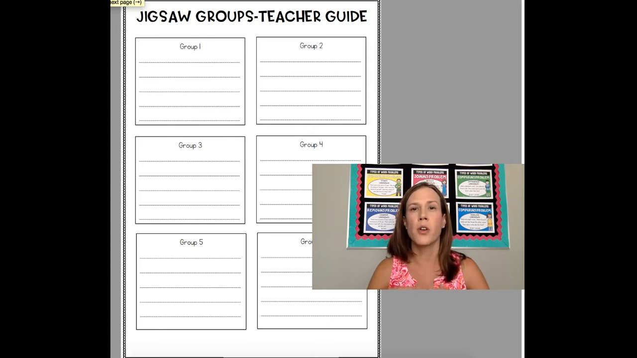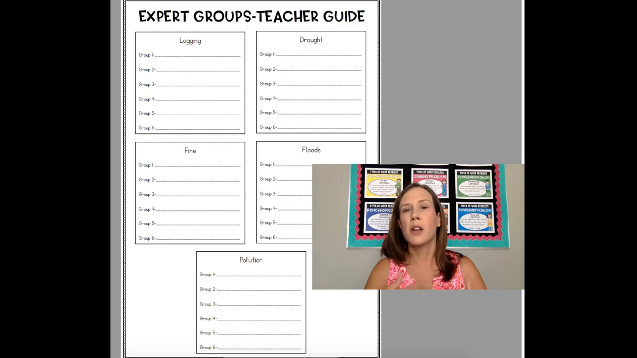Now in a jigsaw, we first begin with our home jigsaw groups. So I'm going to try to have 5 students in each group. I won't need all 6 groups, but I just went ahead and included that for those of you with 30 plus students. And then I also have a form for our expert groups.